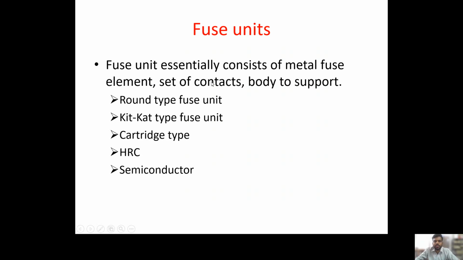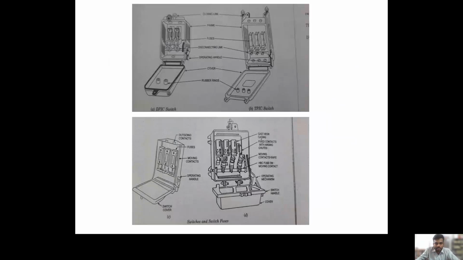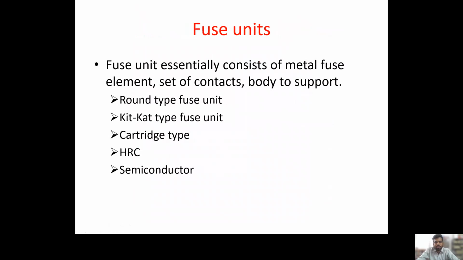A set of contacts. Contact links will be placed. Let me show you the contacts. See here. These are the fuses. These are the contacts, fusing contacts. And the holders, fuse holders. Here, this is the fuse. In between, a contact will be there. And this is the fuse holder. All the three combined are called fuse units: fuse element, set of contacts, and body to support.